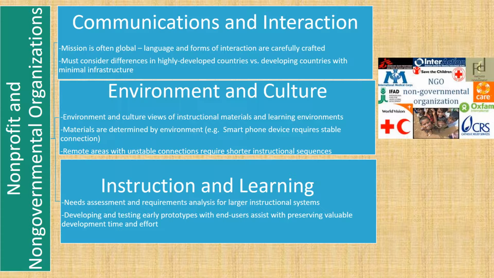Within the environment and culture are also several other important factors in this context. Environment and cultural views of instructional materials and learning environments must be taken into consideration in each culture and context. Materials are then determined by the environment. An example is a learning course that is provided through a smartphone device would require a stable connection. However, some remote areas with unstable connections would require shorter instructional sequences.